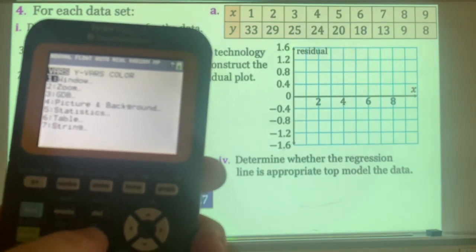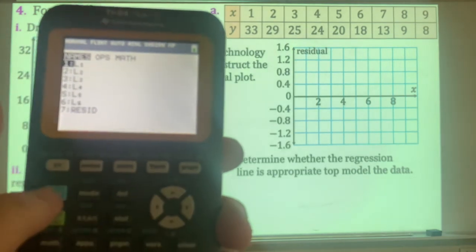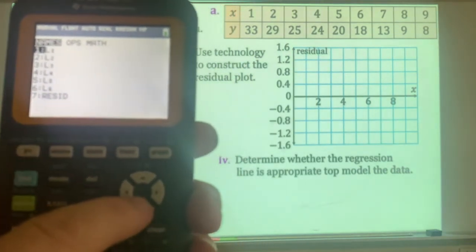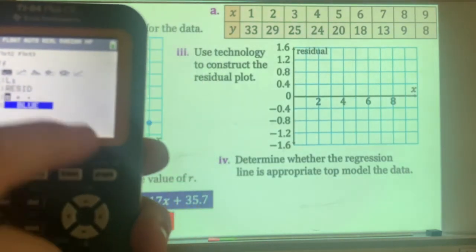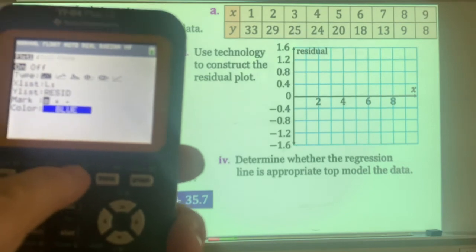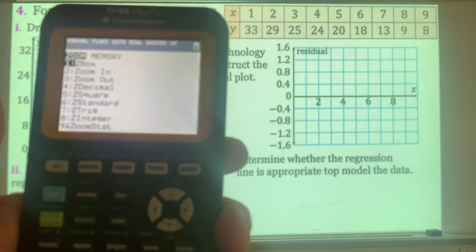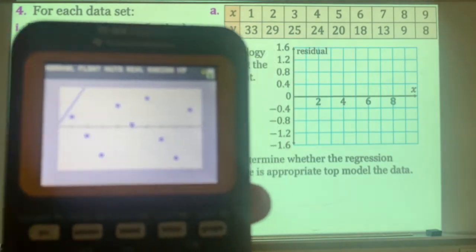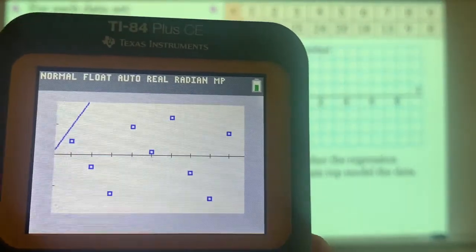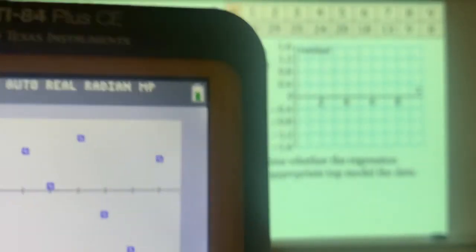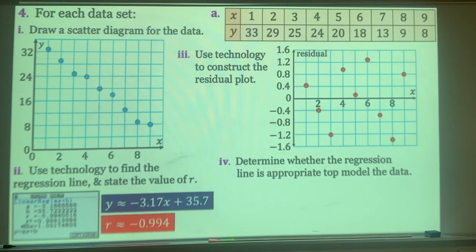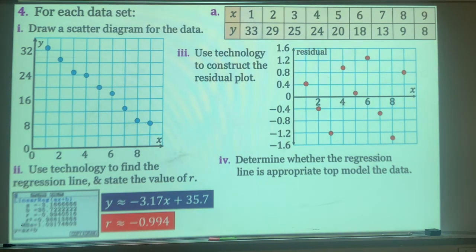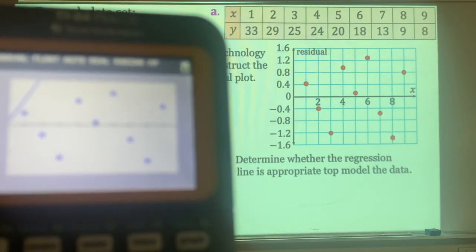Instead of L2, you hit second list. Second list is where the stat is. Go down to number 7, which is resid. You're putting it in for your Y list. Then you hit zoom, hit the number 9, zoom stat, and then it gives you a plot that looks like that. How can I match this up? I could just put these points on the plot, and my points on my plot look like that. This is a little furry, but as you can see, same exact thing.